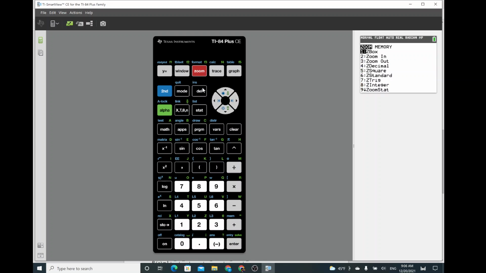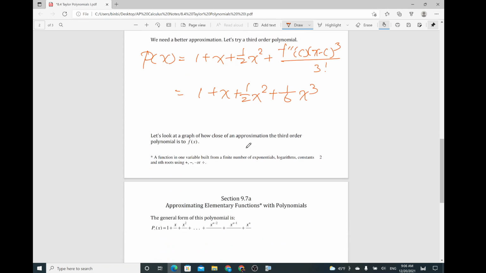Okay, so go to zoom standard. Okay, so this will give you the better view. As you can see that this part of the graph here, it's almost overlapping. So the cubic approximation, the third order. And now let's see what else that we have.